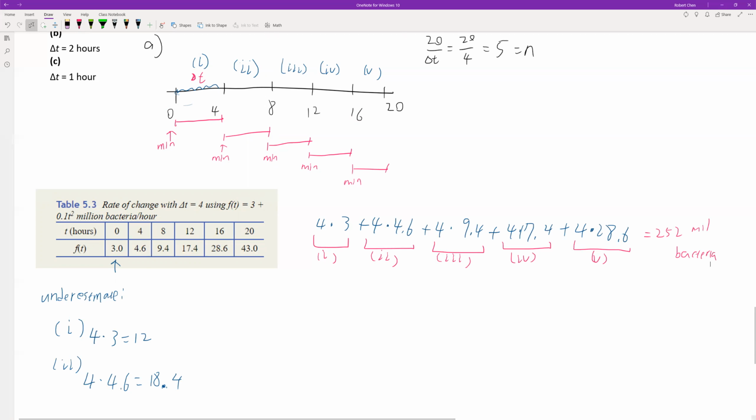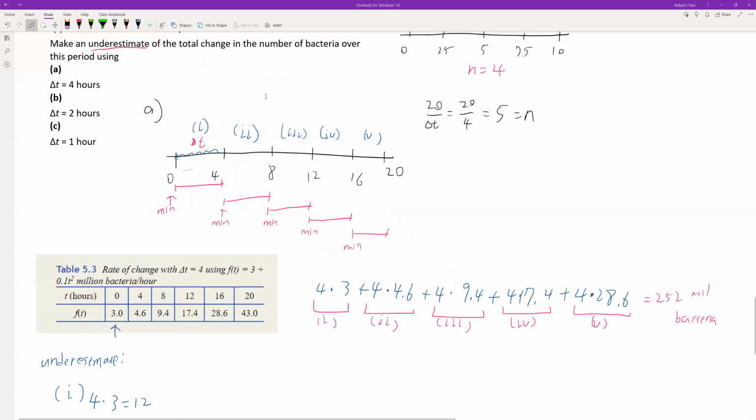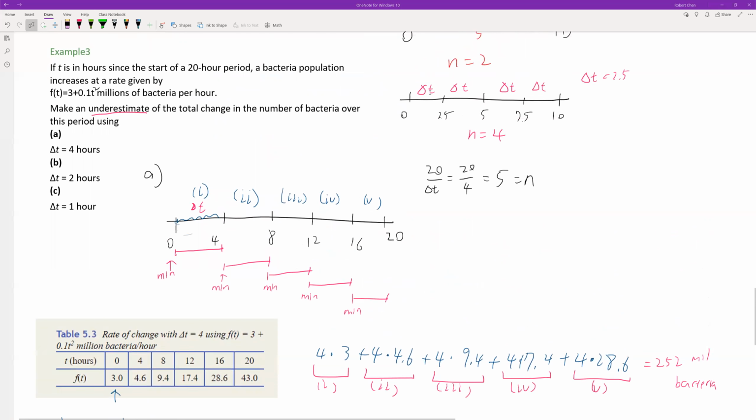Okay. All right. So that's part A. Now, of course, if you pick a smaller time interval, if you pick delta t to be smaller, of course, the better approximation we will have, right? So let's take a look at the graph.